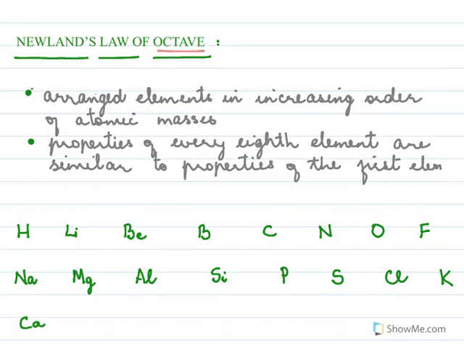Next, why was it called octave? It was just like the notes in music. We see the notes of music are just like this. You have 1, 2, 3, 4, 5, 6, 7, and then we get do again. So it repeats. Every eighth note repeats. Just like here, every eighth element repeats. So hence the name, the law of octaves. It shows some similarity to the notes of music.